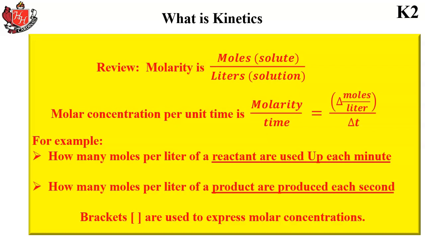For example, how many moles per liter of a reactant are used up each minute? Or how many moles per liter of a product are produced each minute? And the square brackets are used to express molar concentration. So whenever you see those square brackets, it means moles per liter.